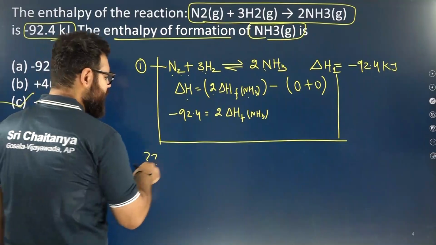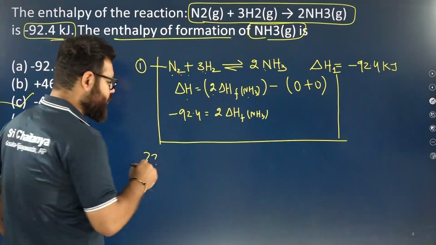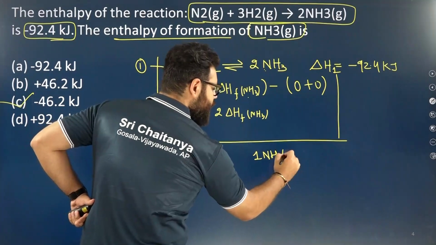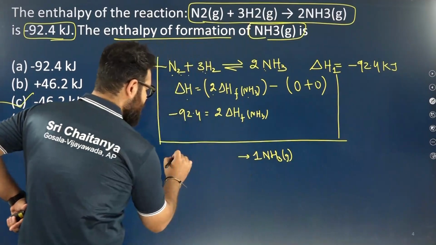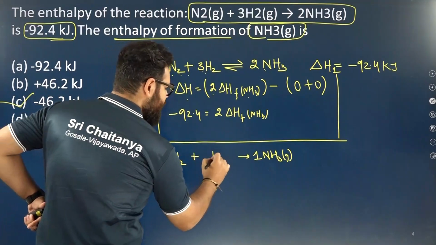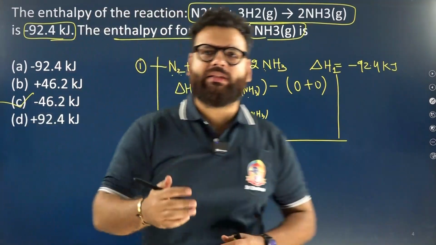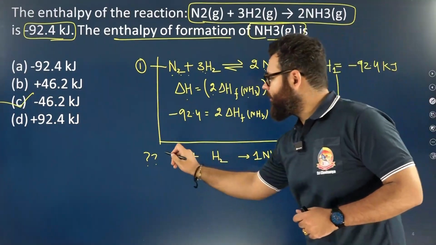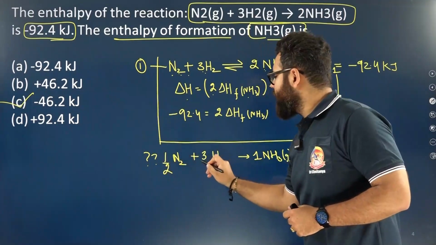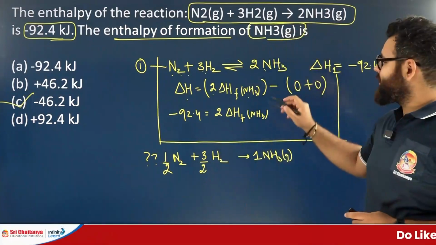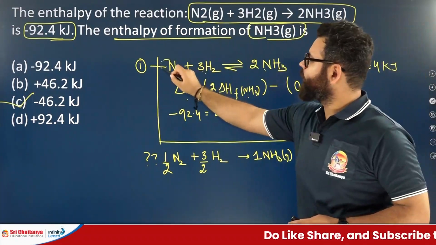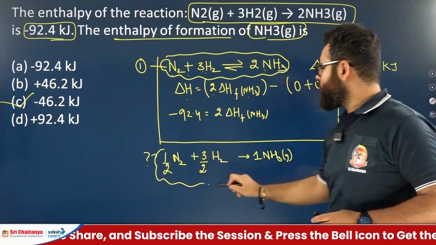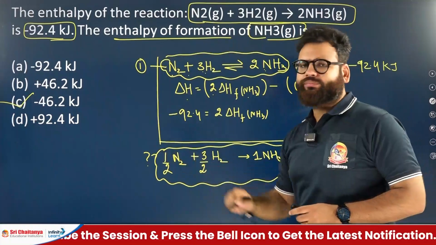You write the reaction for it. What is the reaction of formation of ammonia? We must make 1 mole of ammonia from the individual elements N2 and H2. We must balance it by keeping 1 ammonia here, so I will take half nitrogen, 3/2 hydrogen. For reaction 1, delta H is given. For reaction 2, delta H I have to find.